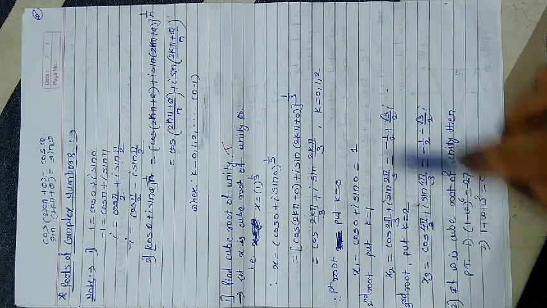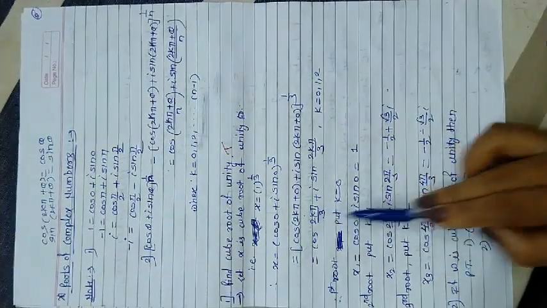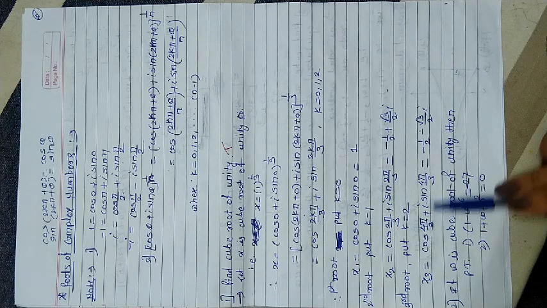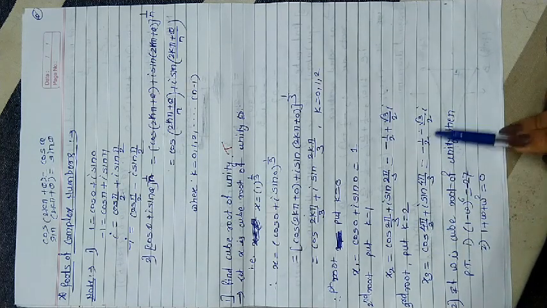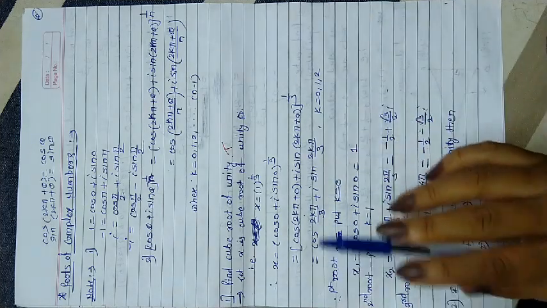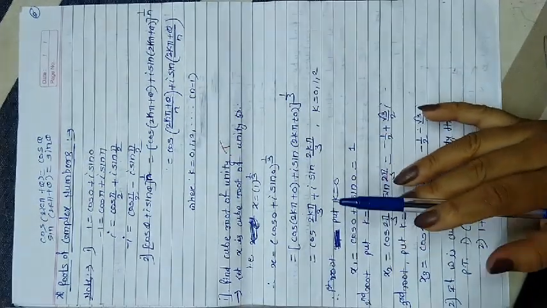Now for the third root, put k is equal to the last value 2 here. We get 4 pi by 3 plus i sine, and the sine angle and cos angle must be the same. Okay, these are the 3 roots. It is a very easy way to find the roots.